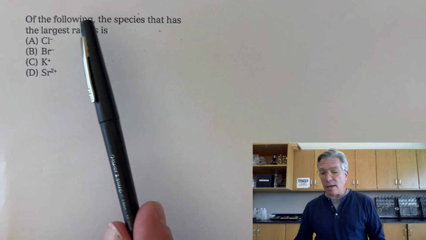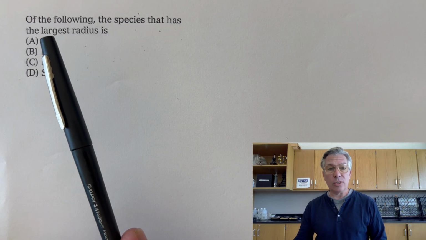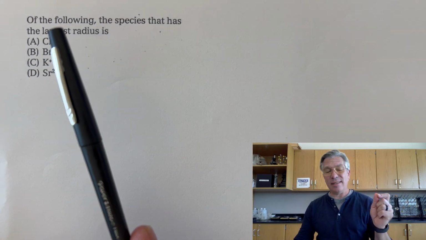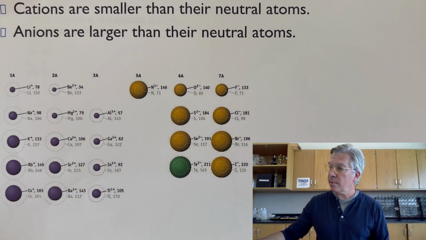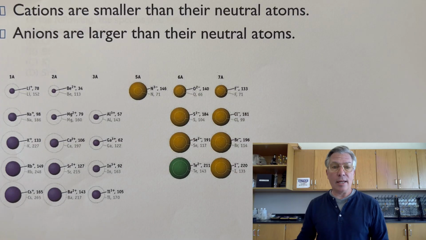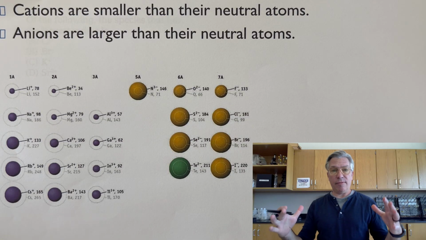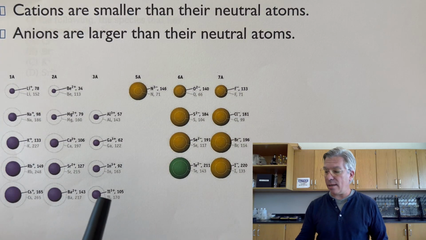Well, first, I'm going to look for the one with the largest radius. So that steers me toward the anions, because remember, anions get bigger when they gain those electrons. So they expand a little bit further outwards. So they're going to get bigger while the cations are going to get smaller.